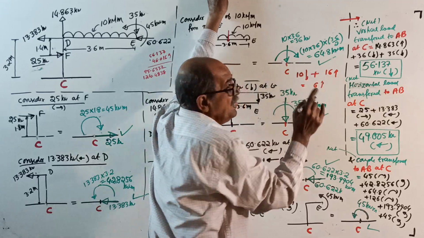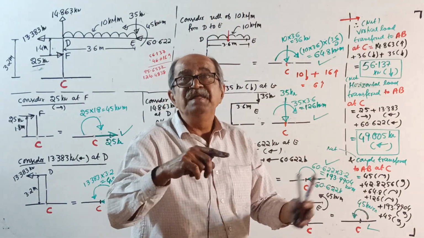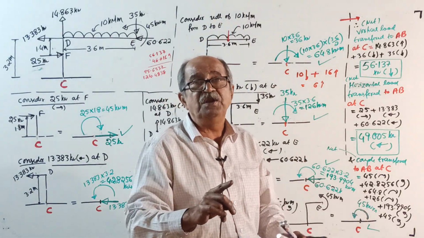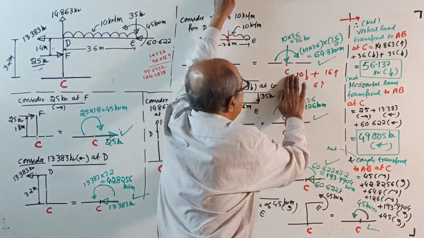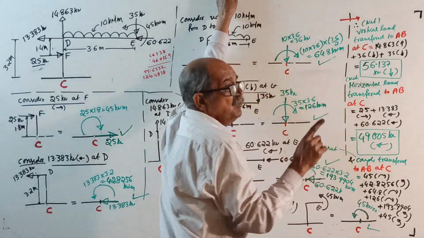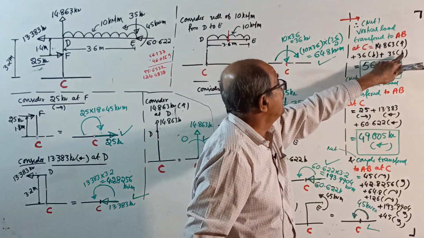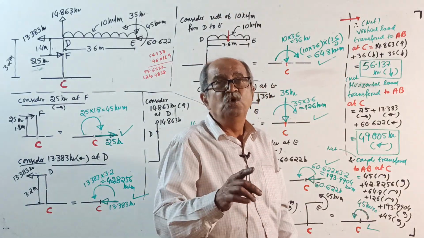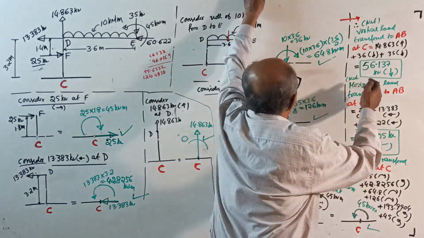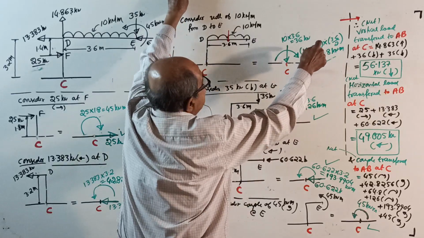This plus means adding the effect. It is not a clockwise or downward-upward sign convention. That is called summation. When you write the arrow mark here, the vector mark, then no minus sign. See, or common sense. See, 14.863, where is it?